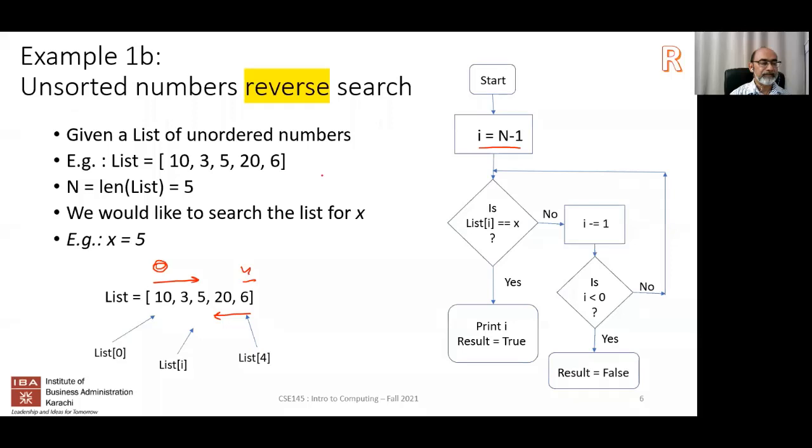So even though the length of the list is 5, the maximum index number is 4, and the index numbers go from 0 to 4.